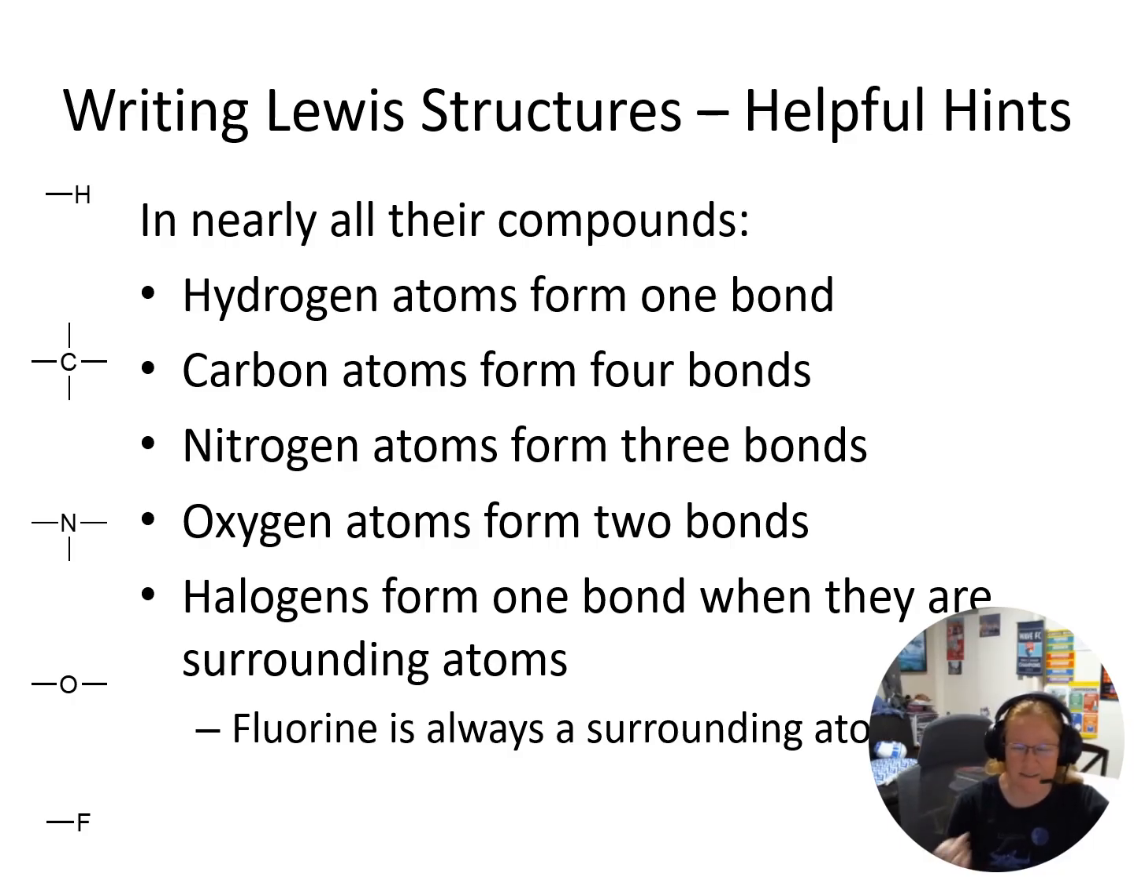There are things like the hydroxide ion, where it's just OH, or the hydronium ion, H3O+, the ammonium ion, NH4+. So nitrogen and oxygen prefer to have 3 bonds and 2 bonds respectively. However, that's not a hard and fast rule. They're a little bit more flexible. As surrounding atoms, halogens will form 1 bond. Fluorine is the most electronegative element, so it's always a surrounding atom. Okay, so those are some helpful hints as you try to put things together.